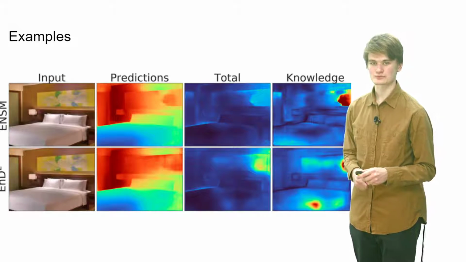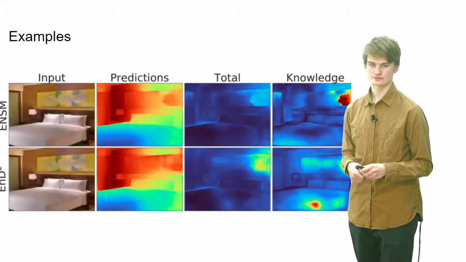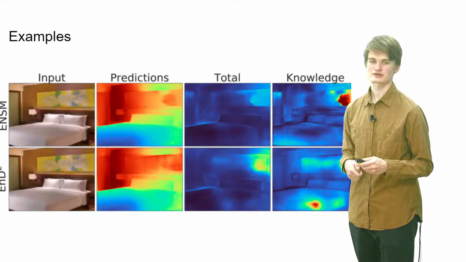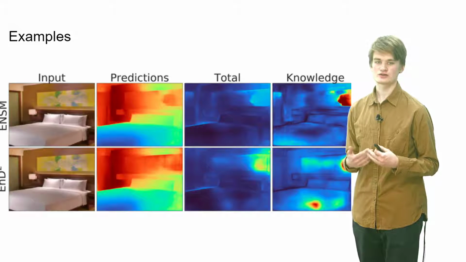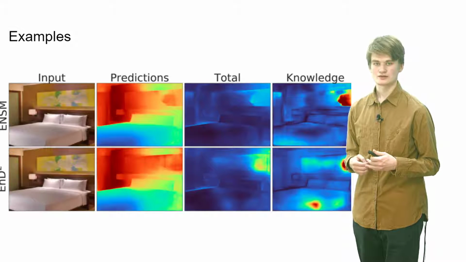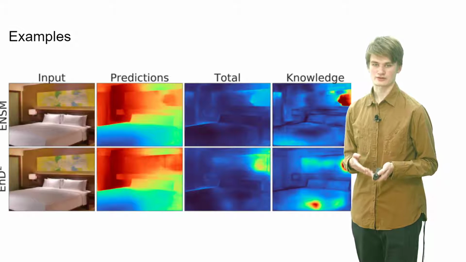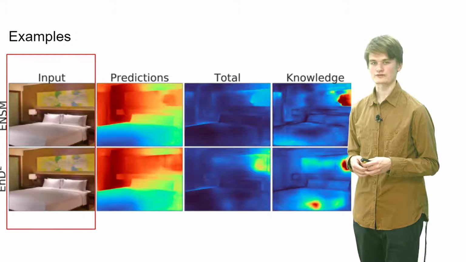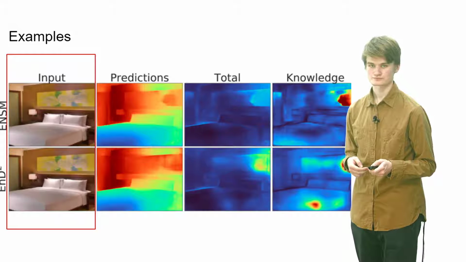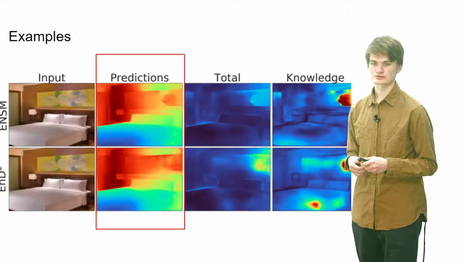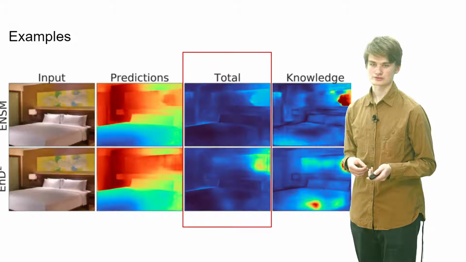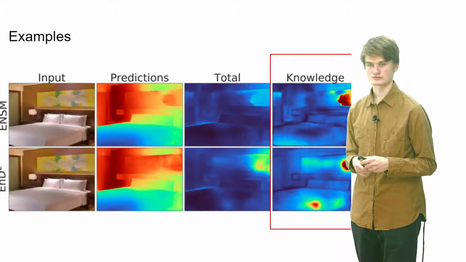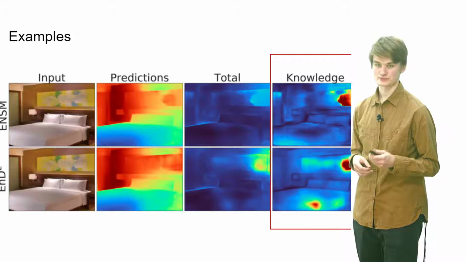Let's look at the examples of ensemble distribution distillation usage. In our article, Regression Prior Networks, we used monocular depth estimation task. In this task, you have images and you need to predict depth map for each image. Here you can see an example of work of our methods. We have an input image, our predictions of depth, total uncertainty, and knowledge uncertainty for each pixel.